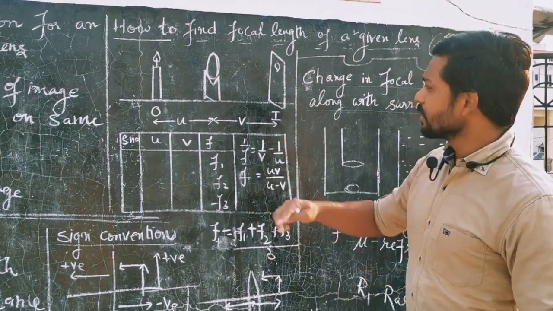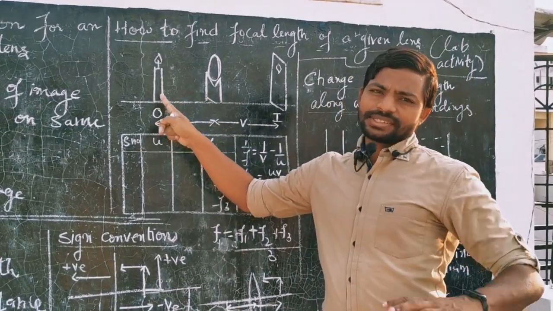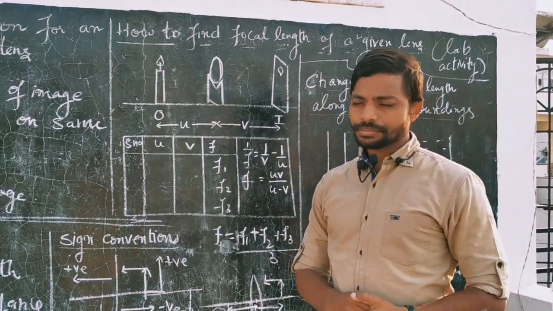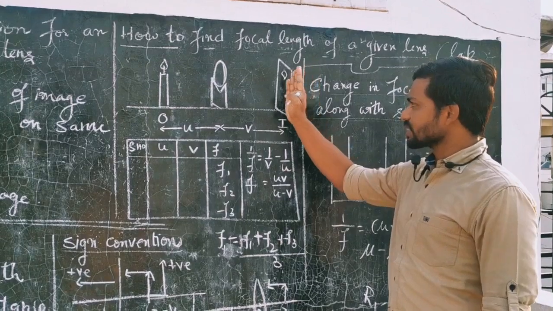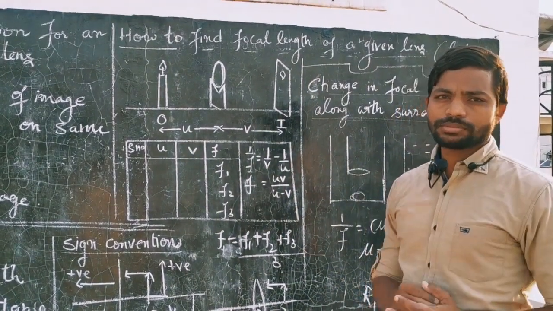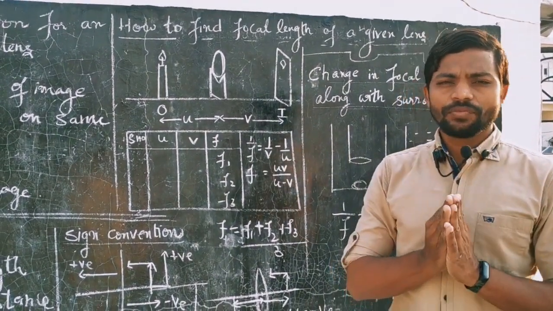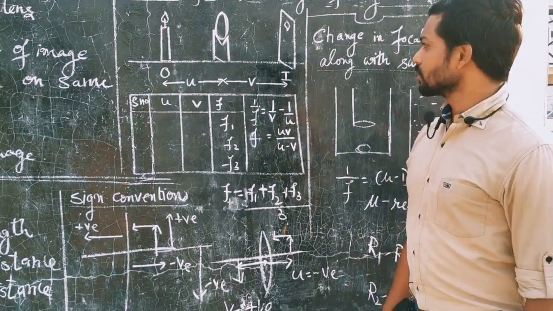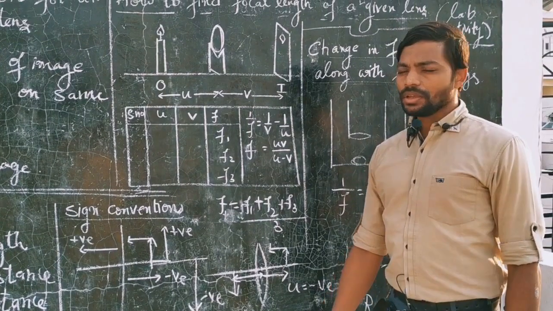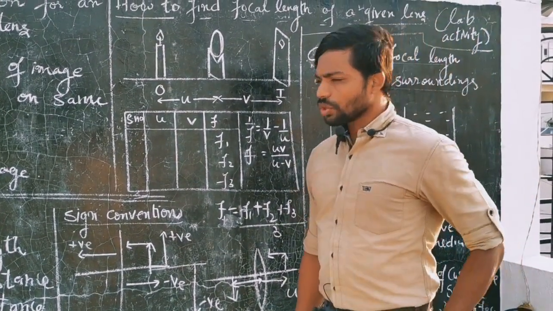What are the apparatus? You take an object, that is a candle having a flame, and you require a lens holder, and you require a screen where the image forms, because a convex lens will form a real image in most of the cases except in one case. So we will take that, right? So now what to do?